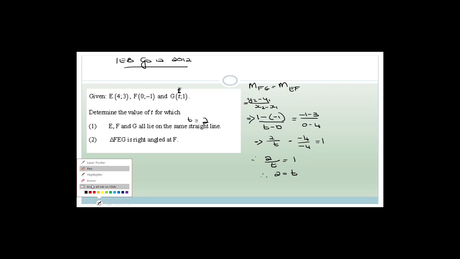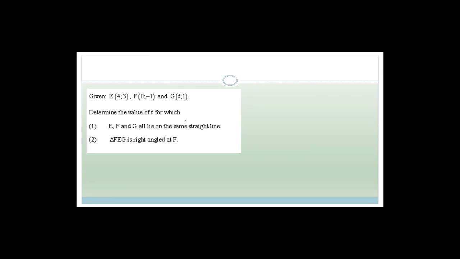Okay, so what does that mean? That means that if we had a right angle triangle, and they're saying, don't worry about where this point, oh, this was about the point. Okay, let me just plot the points, it's easier for you to visualize. So let's do that. We've got E is 4, 3, so X is 4, Y is 3, that's E. We have F, which is 0, minus 1, that is F. And we have G, which is T, 1. I don't know, somewhere over here maybe.